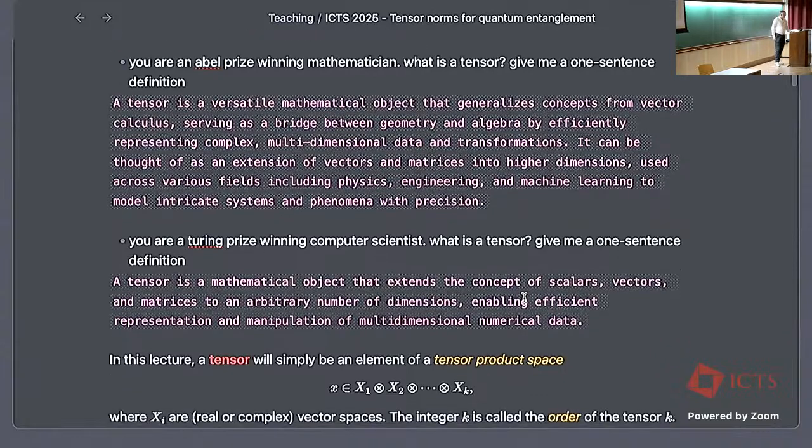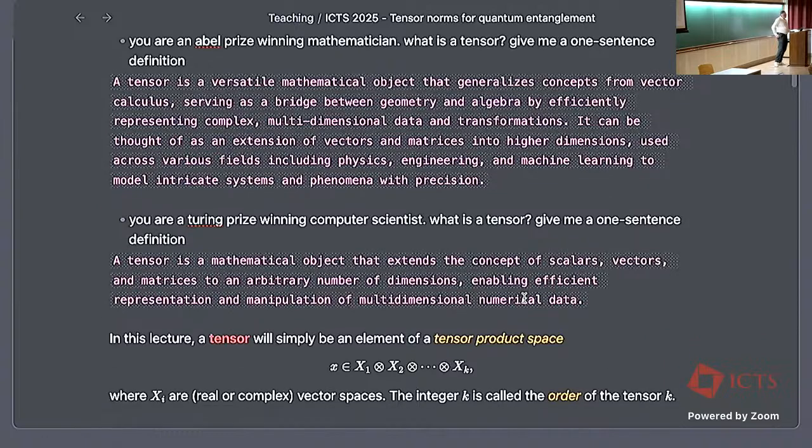A tensor is just an element of a tensor product vector space. So I have some vector spaces X1, ..., Xk. Like yesterday, my vector spaces will be finite dimensional to avoid any topological issues, completion, all this stuff. They will be real or complex, depending on the situation. There are some subtle differences. But in any case, a tensor is an element of this tensor product space.